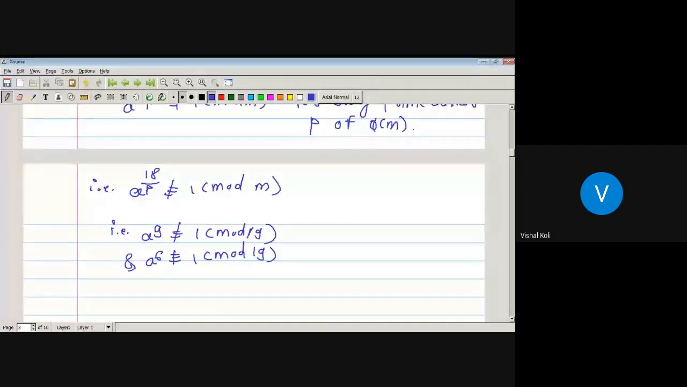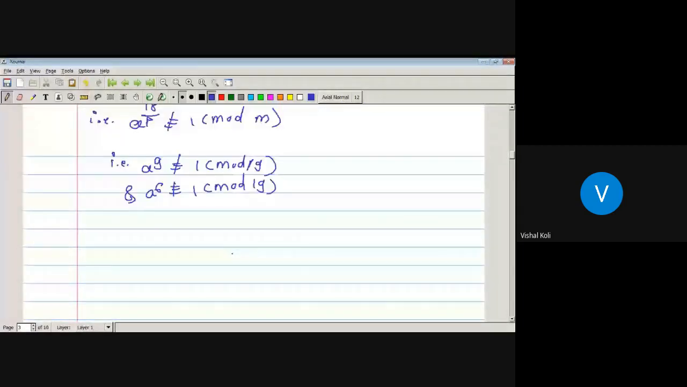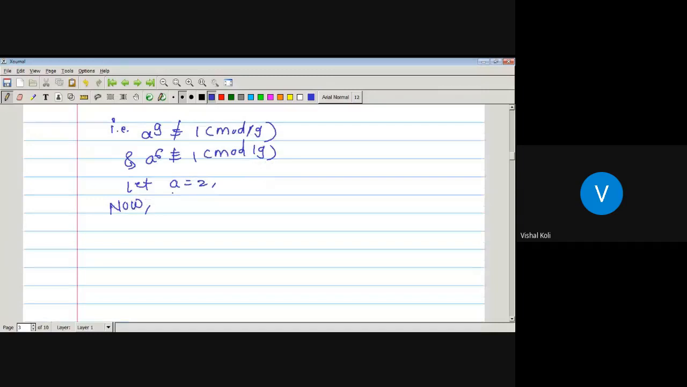Here we will take a equal to 2. Let a equal to 2. Now let's check whether 2 to the power 6 and 2 to the power 9 are not congruent to 1 modulo 19 or not. Now 2 raised to 4 is congruent to 16, but 16 modulo 19 is nothing but minus 3 modulo 19.